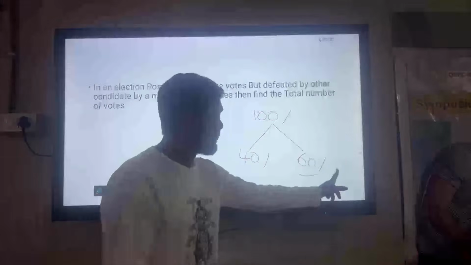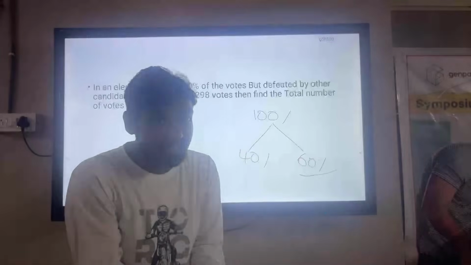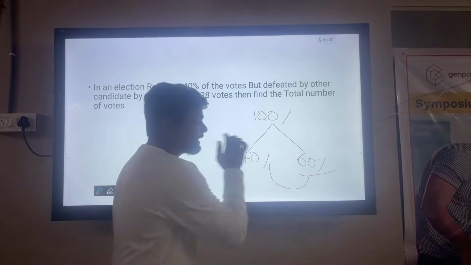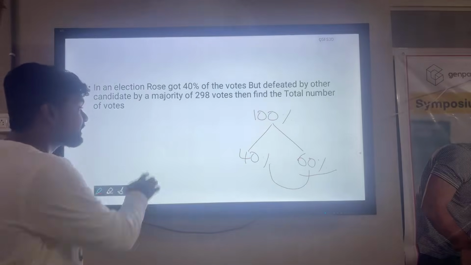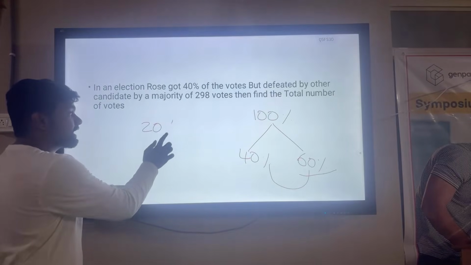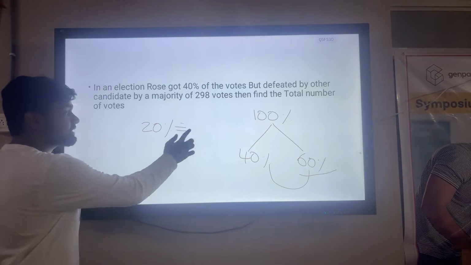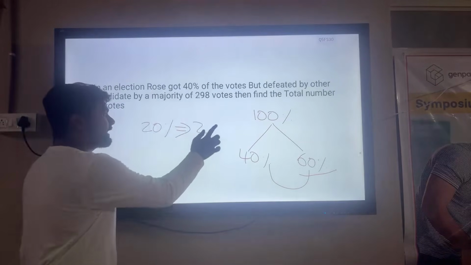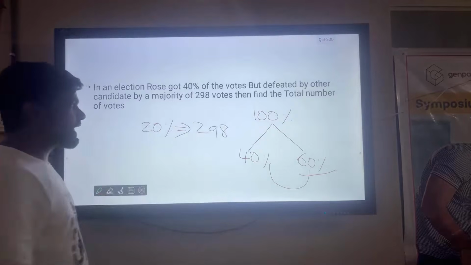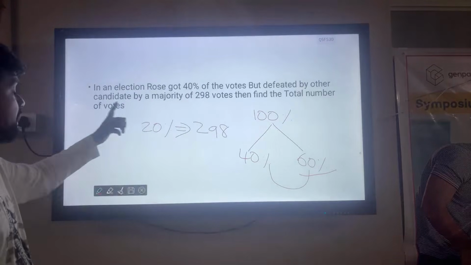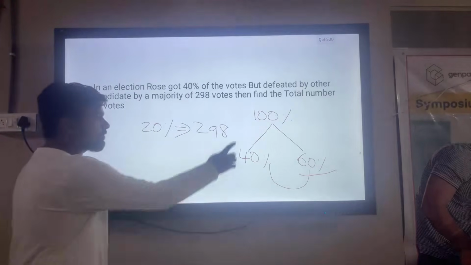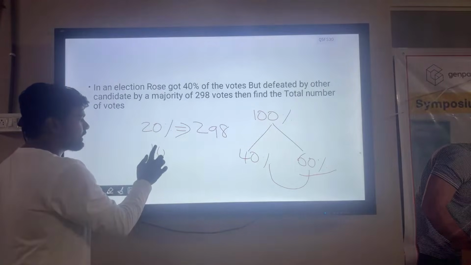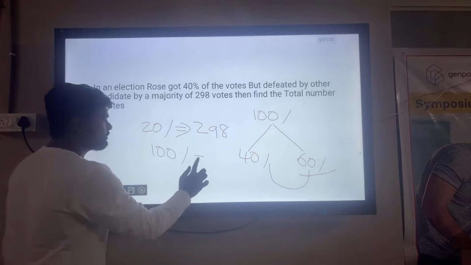60%. Who is winning? This person is winning. By what percentage? By 20%. That is called the majority. 20% of the votes is the majority. This majority value they are giving you as 298. They are asking you to find the total number of votes. Total number of votes is nothing but what percentage? 100%, is equal to x.